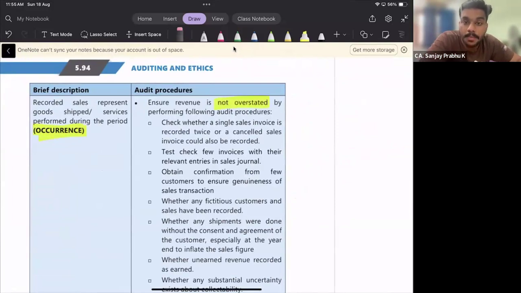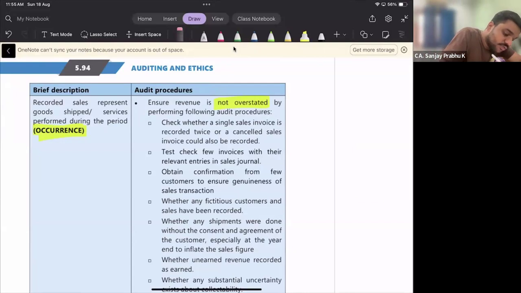See, sometimes what happens is these companies will overstate the revenue. Sometimes these companies will have to meet some target, but they have not achieved that much amount of sales. So what they will do is some fictitious sales, fake sales. So as an auditor, how am I going to ensure that the sales are not overstated? Order. Yes, first one.